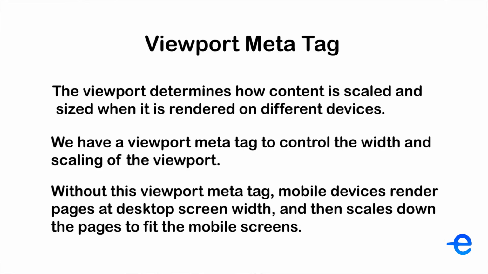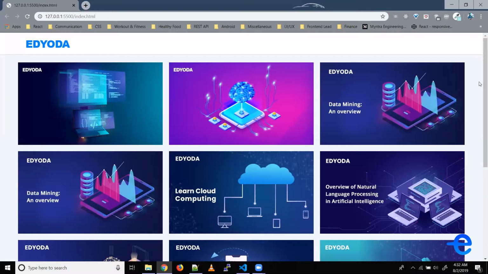The viewport determines how content is scaled and sized when it is rendered on different devices. For this purpose, we have a viewport meta tag to control the width and scaling of the viewport. Without this viewport meta tag, mobile devices render pages at desktop screen width and then scale down the page to fit mobile screen. Let me show you an example.